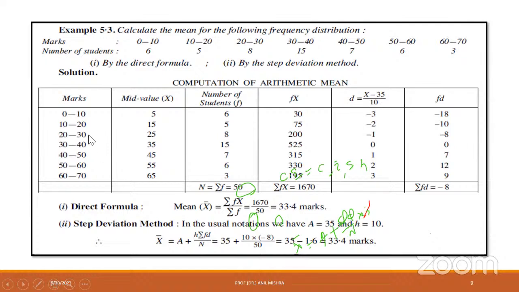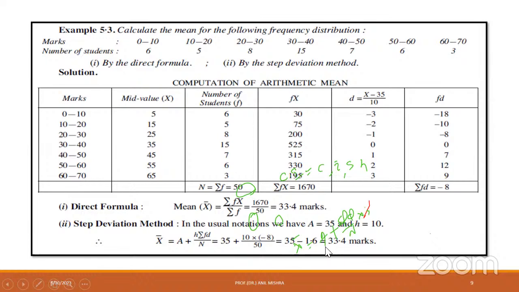And the class difference, class height, is the difference between the classes. That means 40, 50, 50, 60. Always there is a 10 difference. Therefore, you have to divide by 10, and we find d. Thereafter, this column is multiplied with the frequencies, that is 6, 5, 8, and so on. Multiplying, 6 into minus 3 will be minus 18, and so on. The addition of this fd is minus 8. We follow the formula, a plus h sum fd divided by n. So a is 35, h the class interval is 10, and sum fd is minus 8, divided by the total frequency, which is 50.